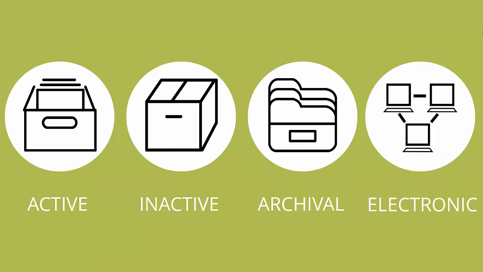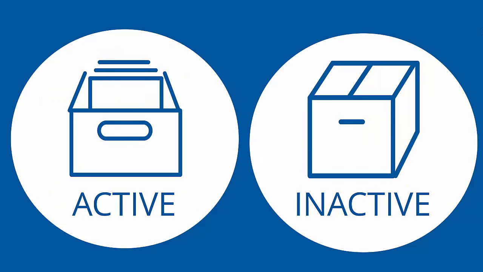We are now going to briefly define 4 different types of records: active, inactive, archival, and electronic. It is important to note that these 4 categories are not mutually exclusive. A record may fit into several of these categories. Every record is either active or inactive.